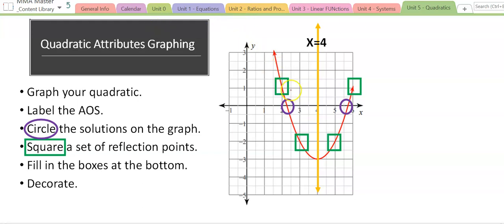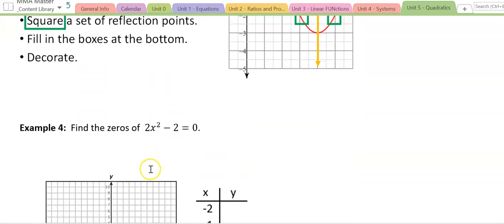So when you look here, you see that this one is an exact reflection, just like we talked about with symmetry, of course, of this point right here. Those are my reflection points. Solutions are also a set of reflection points. So technically they can have a circle and a square, but they're the exact same distance from the axis of symmetry, okay? After that, you will fill in the boxes at the bottom of your pennant, and then you're going to decorate it.